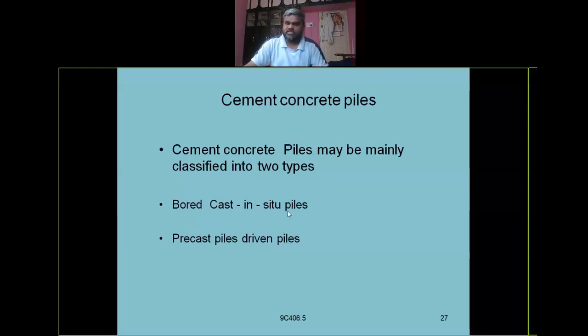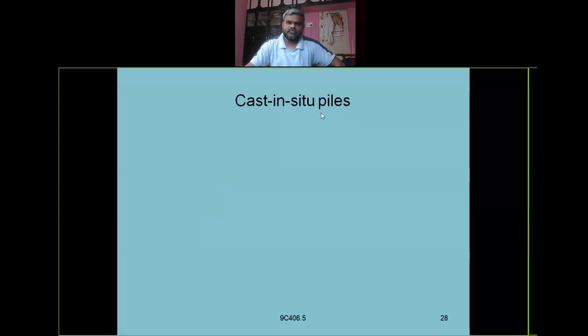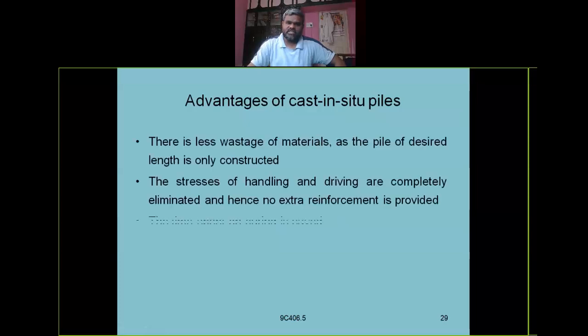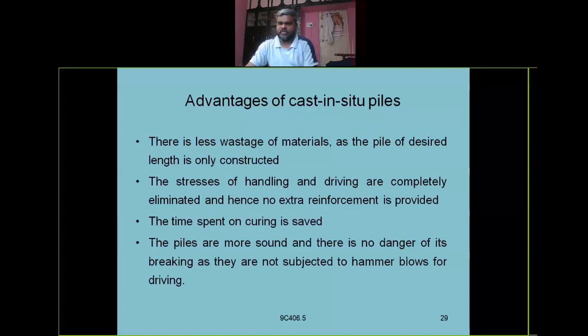Cast in situ piles means the piles are cast at the site only. Precast piles are cast anywhere in a casting yard and driven into the site. Cast in situ piles are cast with cement concrete at the site location immediately after the borehole is drilled and the reinforcement cage is placed in position. Advantages of cast in situ piles: there is less wastage of material, as the piles are constructed at the site only, with only the desired length constructed.